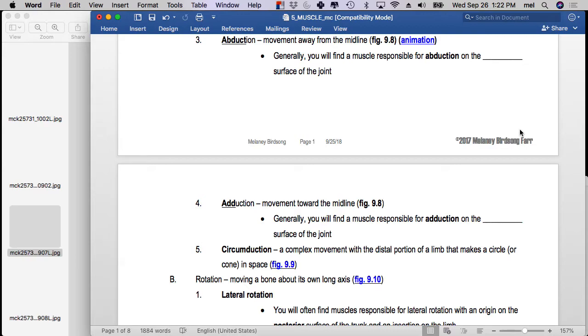So generally, you're going to find a muscle responsible for adduction on the medial surface of the joint. Good? Okay. So now tell me, I have this action we're about to talk about in a little bit of detail in just a second. What am I doing at my thumb? Abducting. Where am I going to look for the muscle that does that? Right along this side. What am I doing to my thumb now? Where am I going to look for the muscle that does that? Running along this. Does that make sense? Okay. All right.